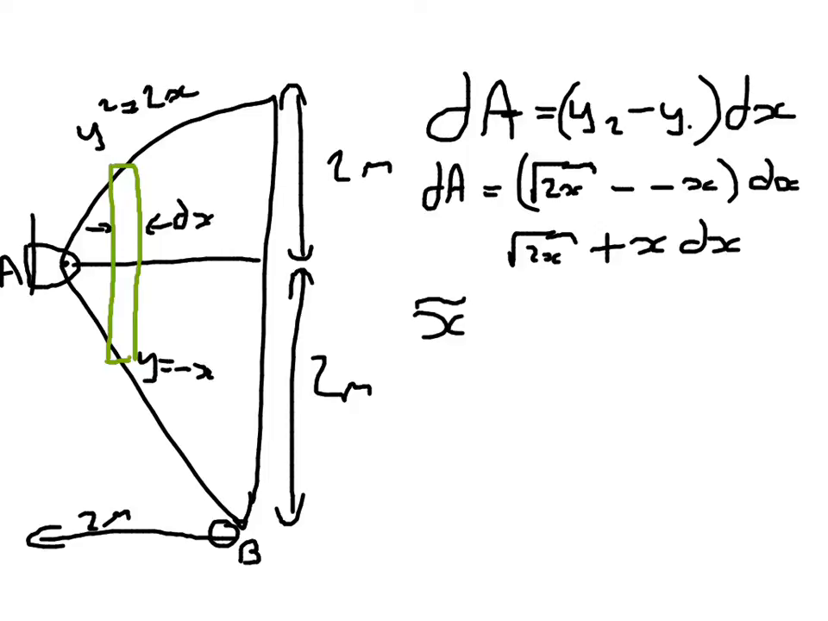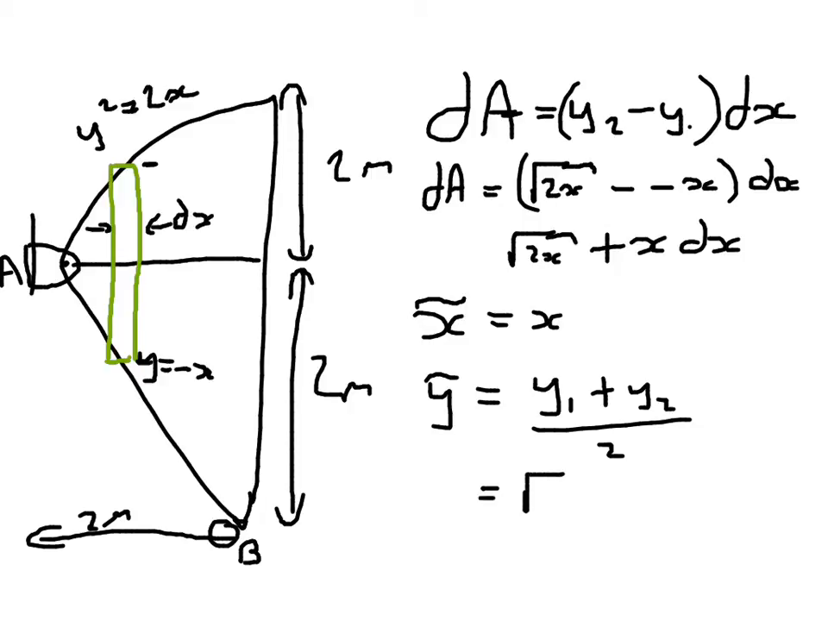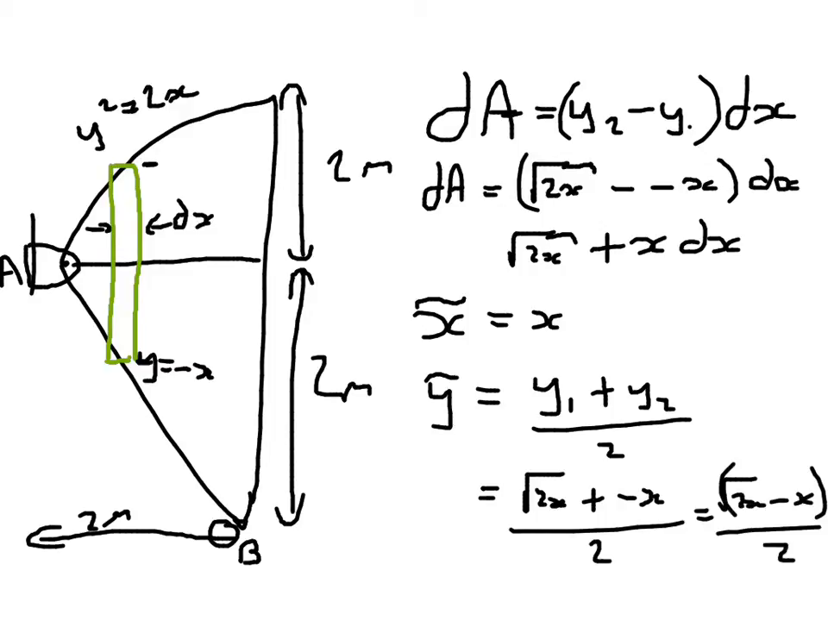X tilde is just going to be x, it's a position along the x-axis that we're moving that rectangle at any one point. And y tilde is going to be the average between the top and the bottom. The middle is going to be between the top and the bottom. So it'll be y1 plus y2 all over 2. So that's going to equal root 2x plus minus x all over 2, which is root 2x minus x over 2. So now we've got our dA, our x tilde and our y tilde, we can solve this like before.